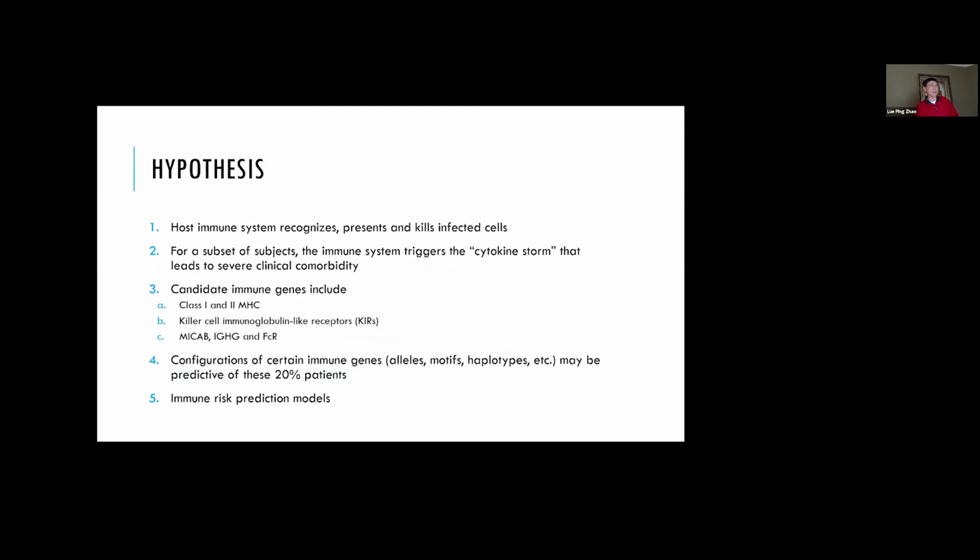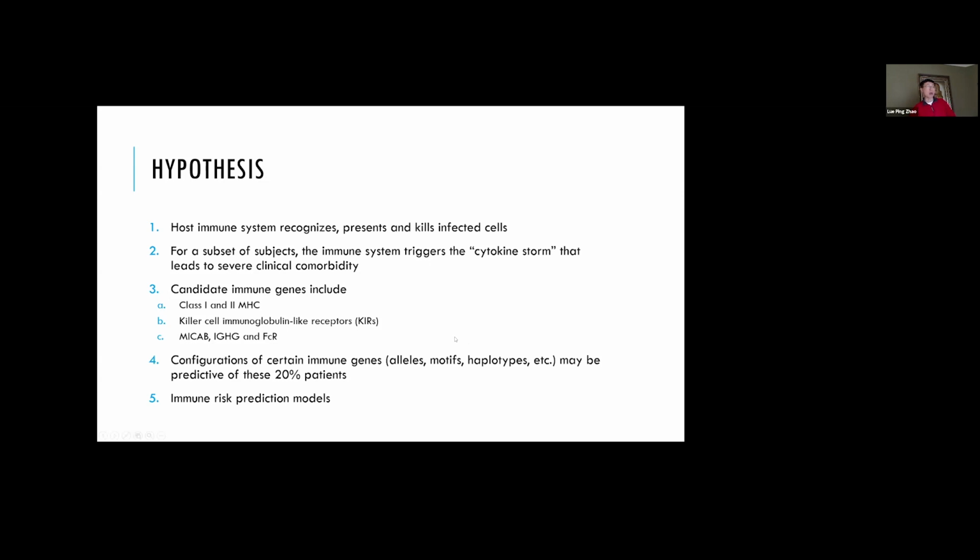So we have the hypothesis that, with exposure to the virus, the host immune system recognizes, presents, and kills cells infected by COVID-19. But for a subset of individuals, the immune response, recognized by class 2 for example, will trigger a cytokine storm, an excessive immune reaction. That will lead to severe clinical comorbidity, especially in pulmonary function. So that's the hypothesis.